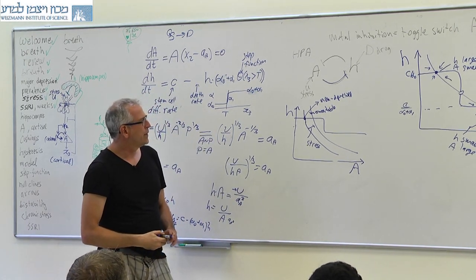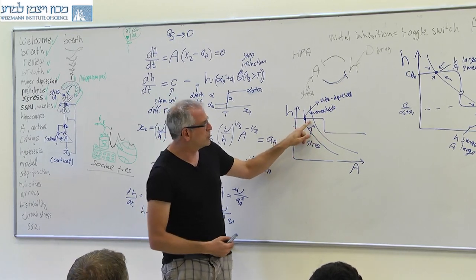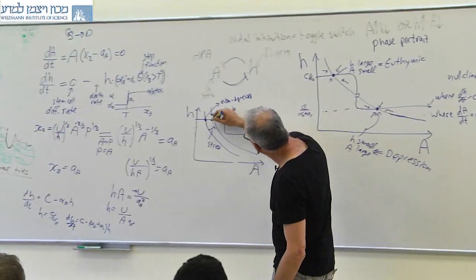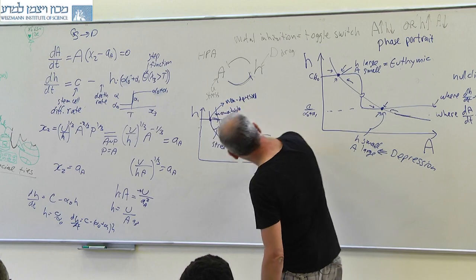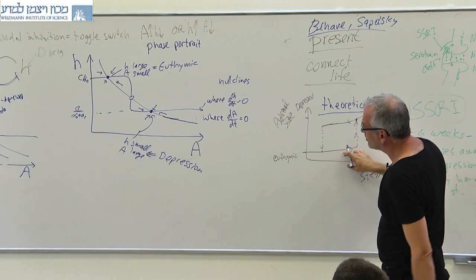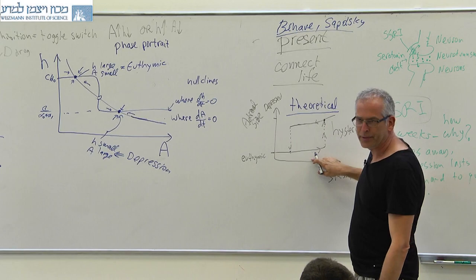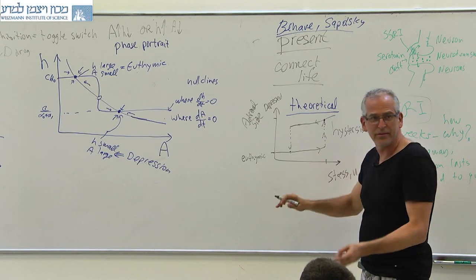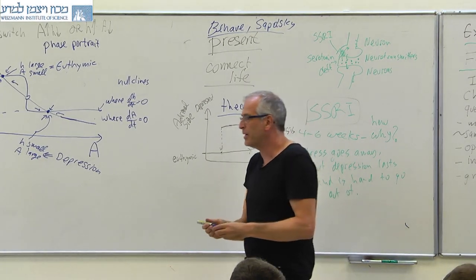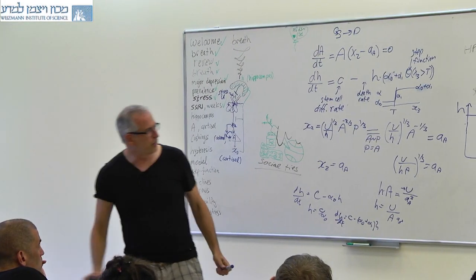A person with this kind of nullcline will have stress that pushes the adrenal up. You see, the adrenal goes up. The hippocampus doesn't change. When stress stops, the nullcline goes back, and you go back here. That's what's called resilience. The stress stops, and you go back. Your paper's been rejected, you mourn for a week, you continue your PhD.